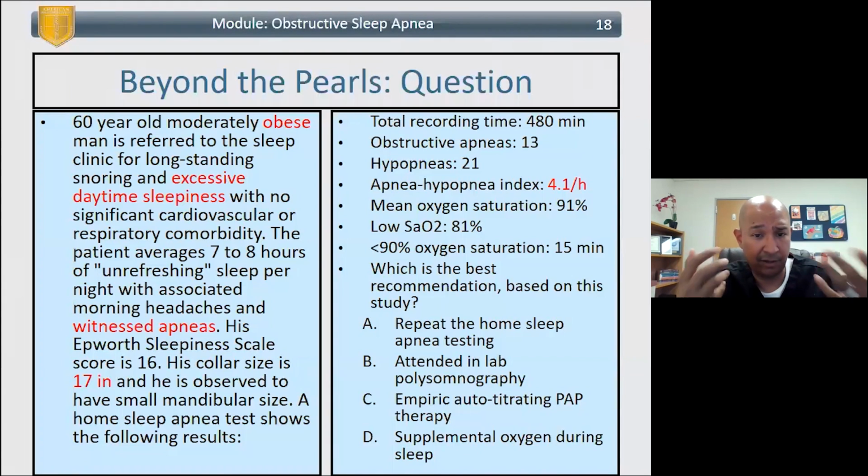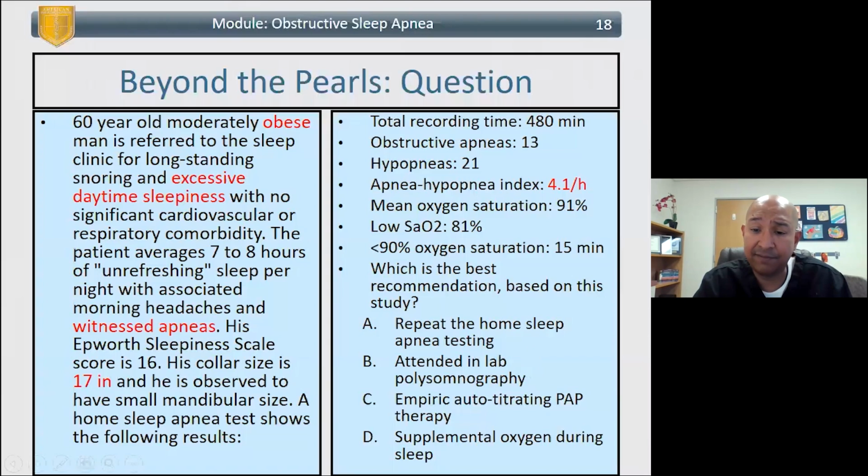C, hey, you pretty much have OSA, let's just give you some auto-titrating PAP. Or D, you know what, I'm really worried more about this O2 sat less than 90% for 15 minutes, let's just give some supplemental oxygen. And the answer is going to be what? Go for the gold. We just can't settle for a home sleep study saying negative with a high pretest probability. He needs what? An in-lab polysomnography.